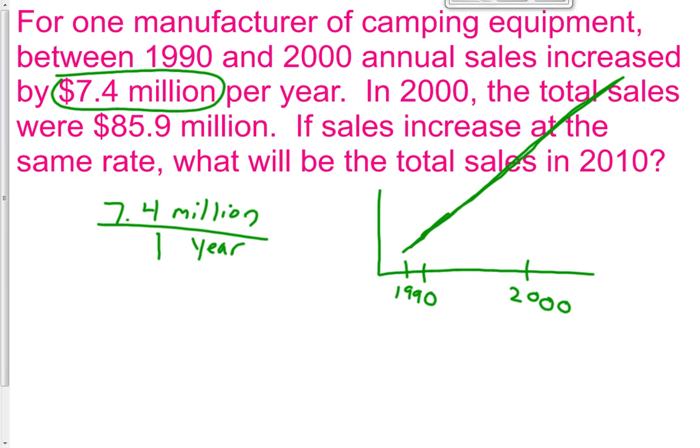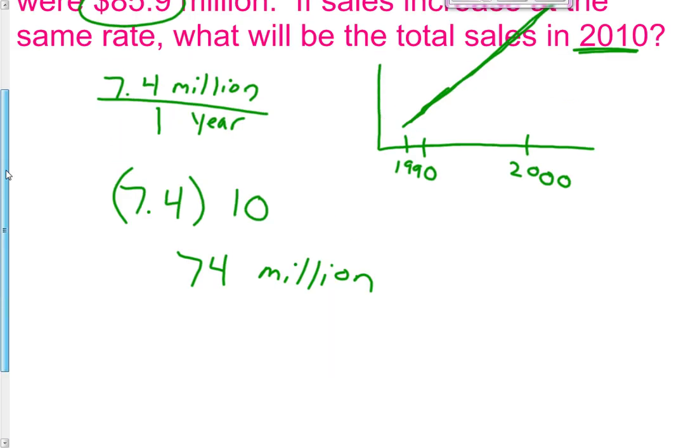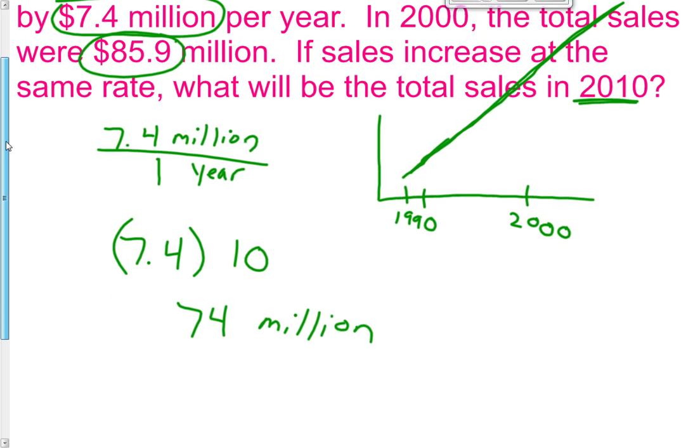In 2000, the total sales were 85.9 million. So if this was where it was in 2000, 10 years later, what would it be? Well, if it increases 7.4 million every year, if we take 7.4 million times 10, that's how much it would increase in 10 years. So that would be 74 million. So in 10 years, it will increase 74 million, and we would then add that to the 85.9 million that it was in 2000.